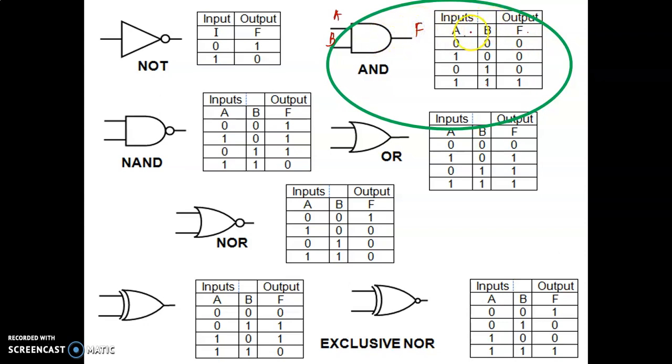The truth table gives me all possible combinations of inputs. The possible combinations of inputs are 0, 0, that is A equal to 0 and B equal to 0. 1, 0, A equal to 1 and B equal to 0. 0, 1, A equal to 0 and B equal to 1. 1, 1, A equal to 1 and B equal to 1. So we list out the inputs first.